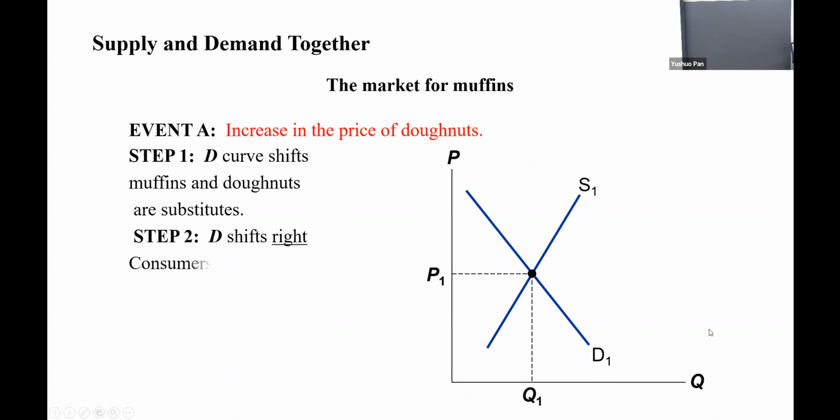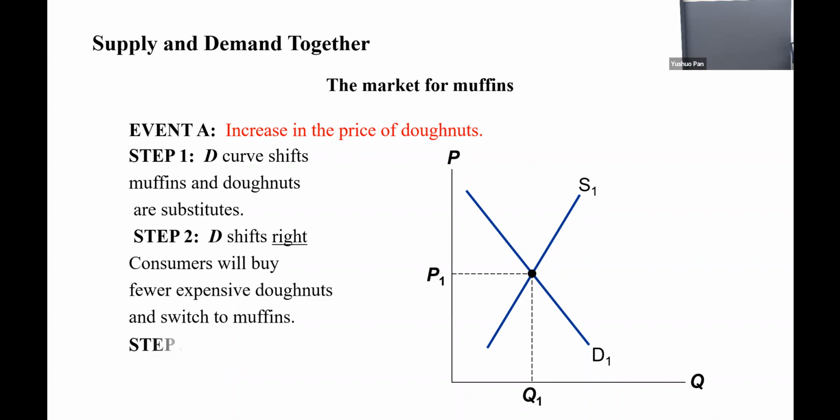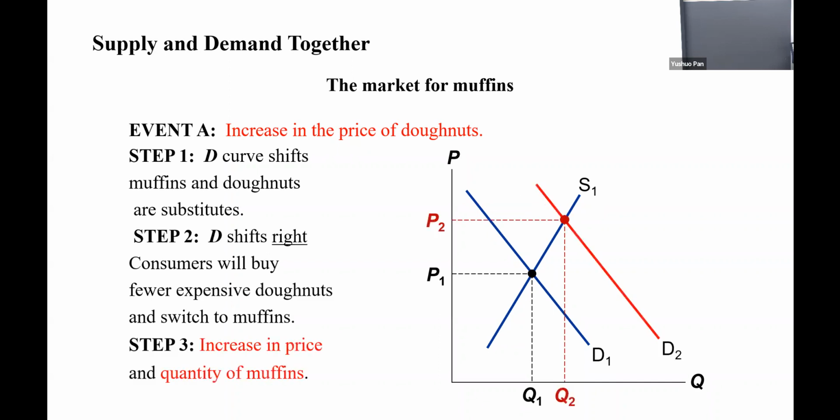Because they are substitutes, consumers will buy fewer expensive donuts and switch. So the demand curve is going to shift to the right, and you need to draw this picture by yourself. And after you draw the picture, it's easier to figure out the new equilibrium, right? So both price and quantity will go up. So those are the 3 steps you need to follow when you answer this kind of question.